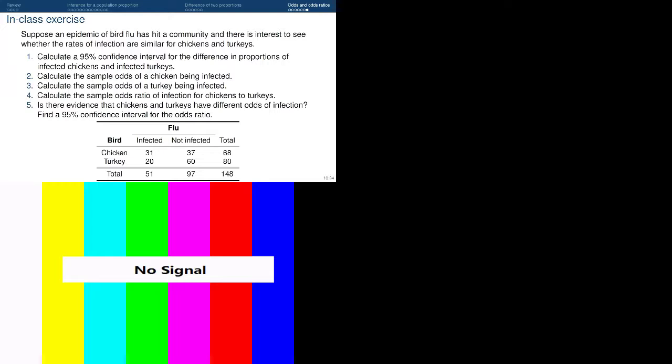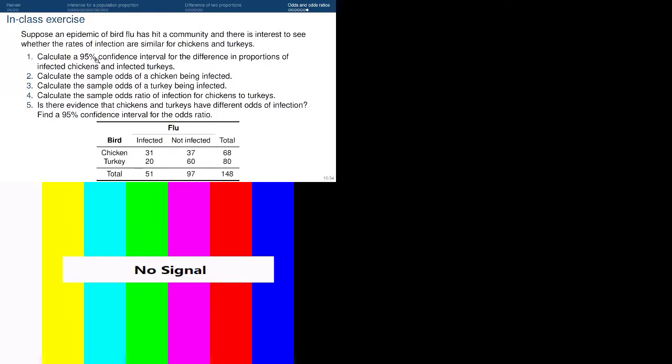All right, so looking at the data, 31 out of 68 chickens were infected, 20 out of 80 turkeys were infected. So 31 on 68 is a little bit less than 50%, and 20 out of 80 is 25%. So straight off the bat, a number a little bit less than 50 and 25%, they're pretty different. So I would be expecting that there might be a difference here between chickens and turkeys. But that's just a hypothesis. Let's run through and actually test it.